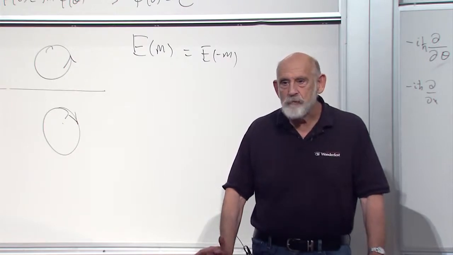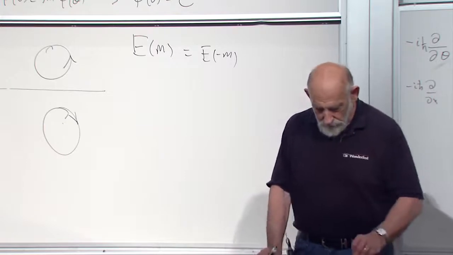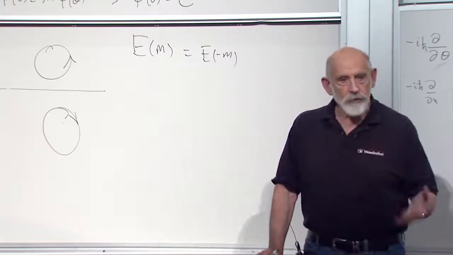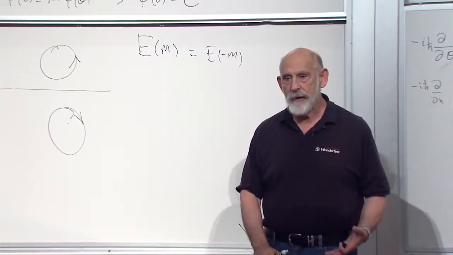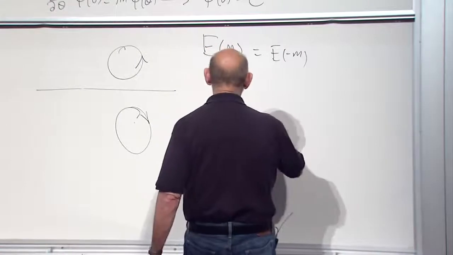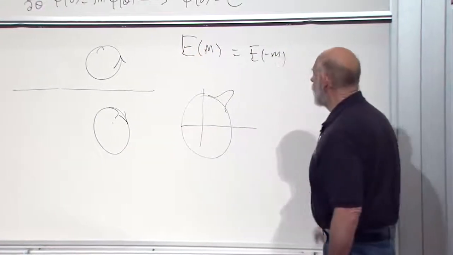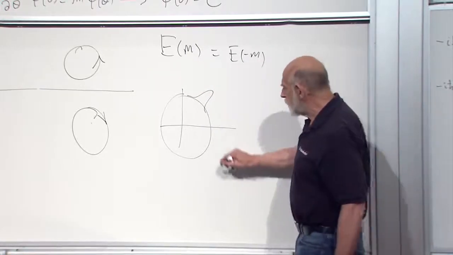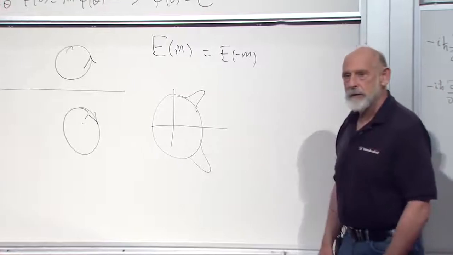It's just wrong. A function of theta is not the same as a function of minus theta. For example, here's a function of theta. The probability is concentrated over here. Here's a corresponding function of minus theta. It's over here. They're not the same thing.